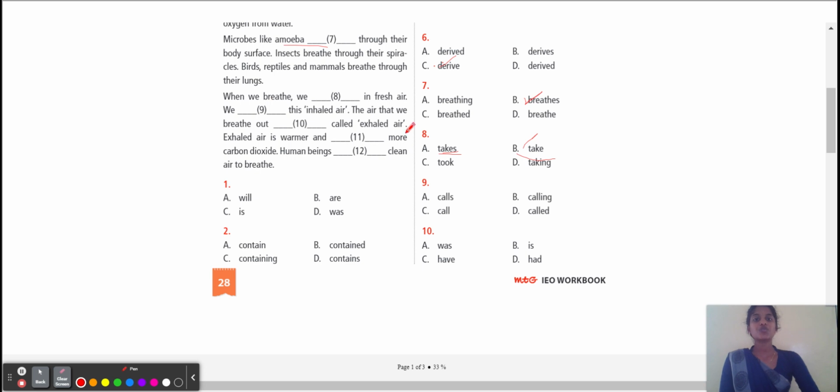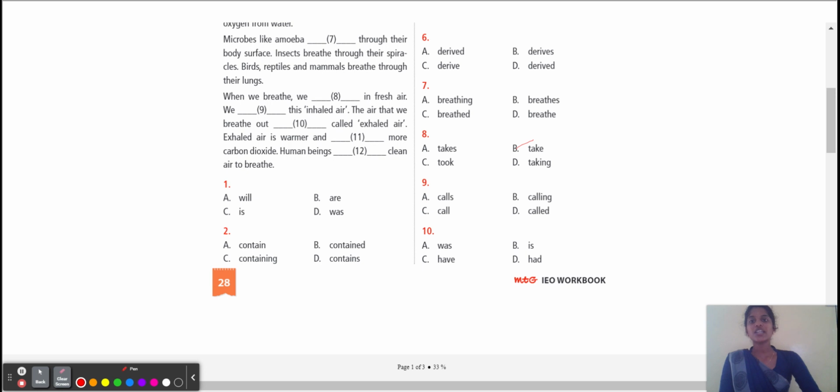Here the eighth one options are takes, take, took and taken. Here the correct option is take. Why? Because when we breathe, we is a plural form. So here the answer take is the correct one.